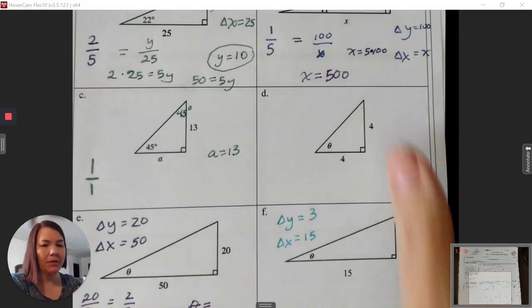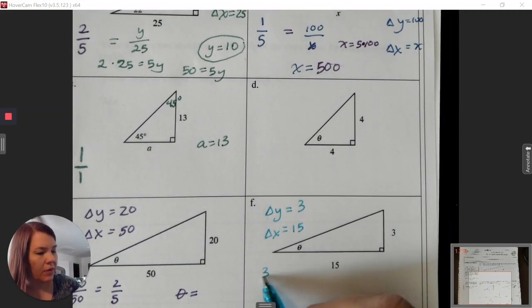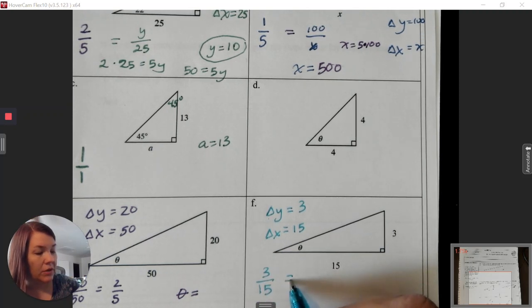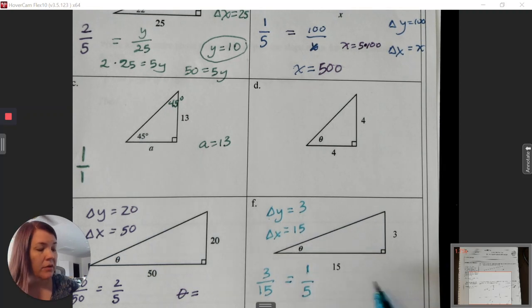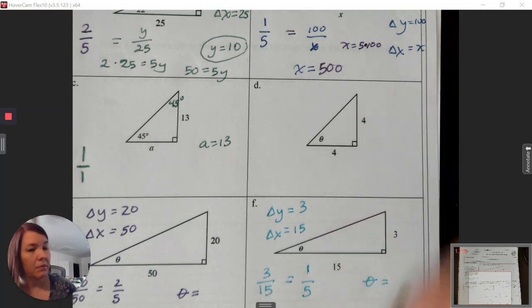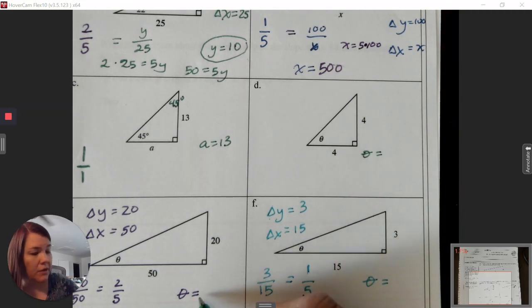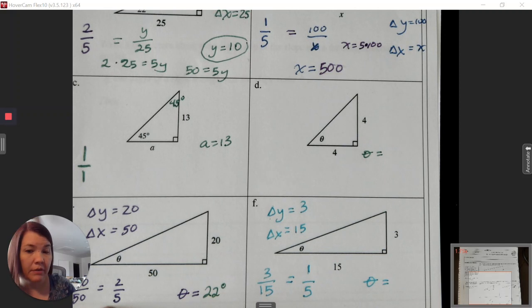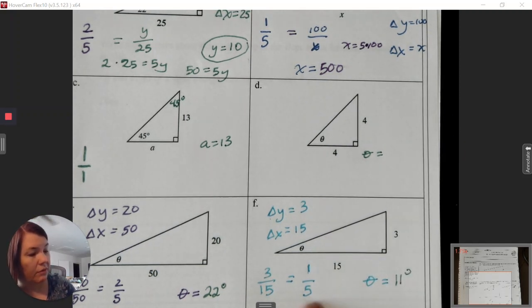Okay, so back we go to this one. 3 over 15, so my ratio is equal to 1 over 5. So what is theta? And again, go ahead and answer that. So we have this one that I left out and didn't tell you. I'm not telling you. You should have answered that already. And then this one is 22 degrees because it's 2/5. And this one is 11 degrees because it's 1/5.